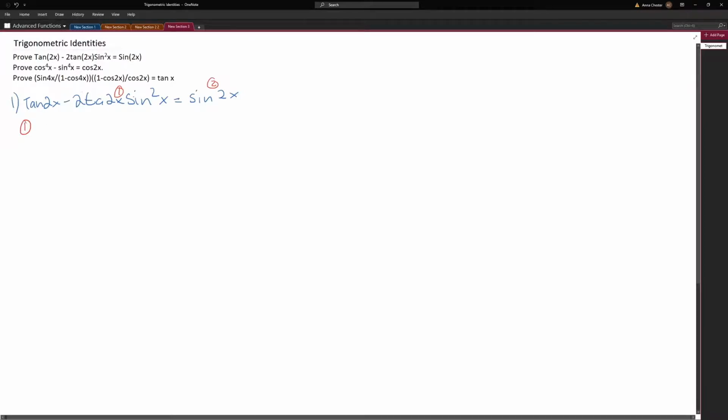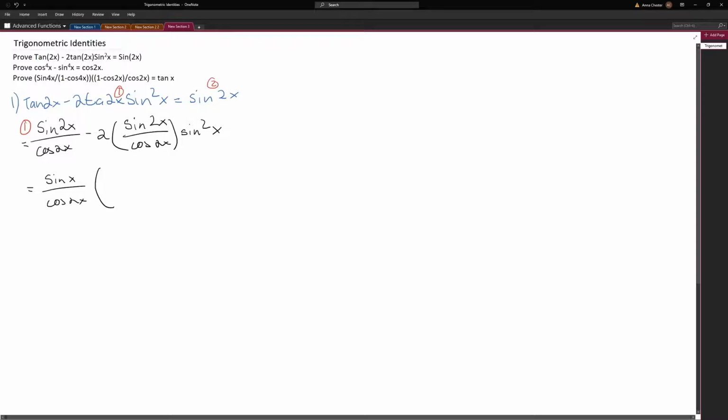So again, since we have a sine in here, I'm going to rewrite tan as sine of 2x over cos of 2x. Now, same thing goes for here: sine of 2x over cos of 2x times sine squared of x. This is the same as writing out sine of 2x over cos of 2x.